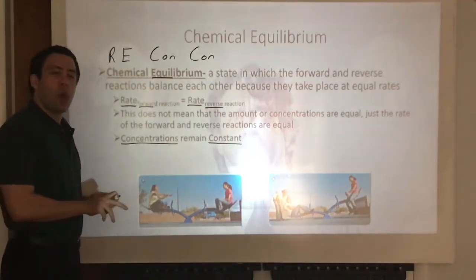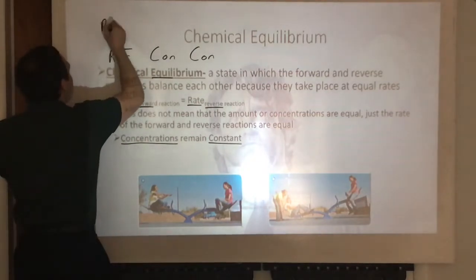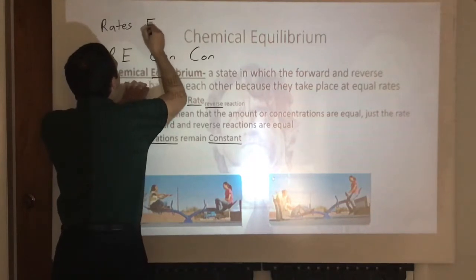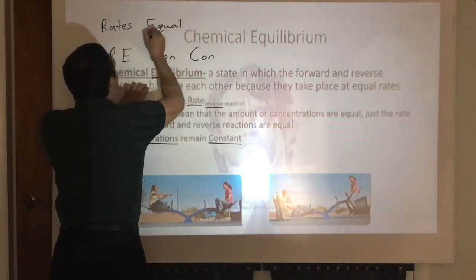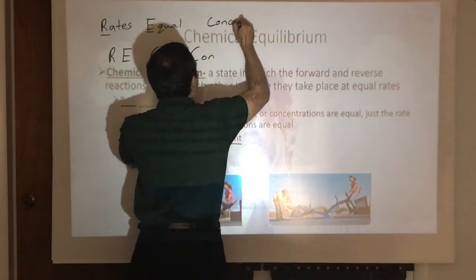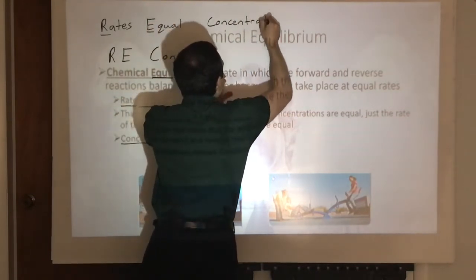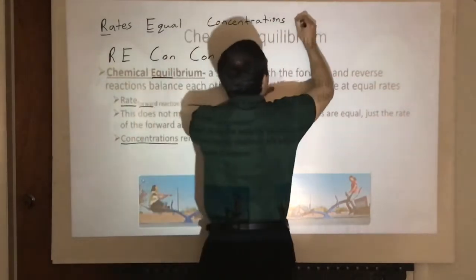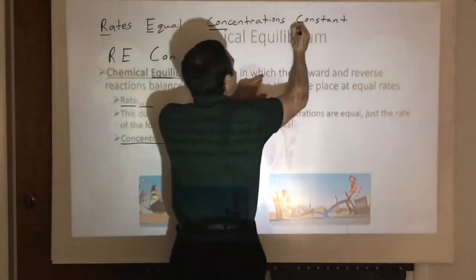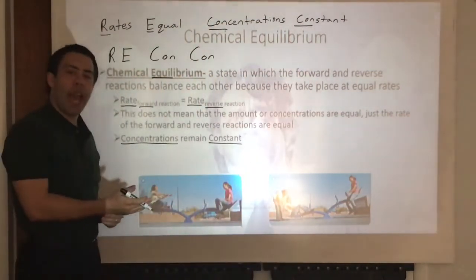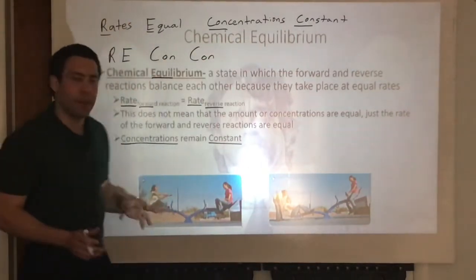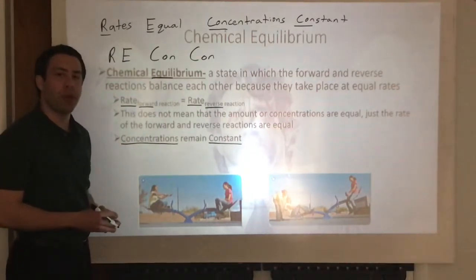What does that mean? Well, the rates of the forward and reverse reaction are equal. Rates are equal, Re, and the concentrations remain constant. Re, con. The rates of the forward reaction are equal to the rates of the reverse reaction, while the concentrations remain constant. That's when you've reached chemical equilibrium.